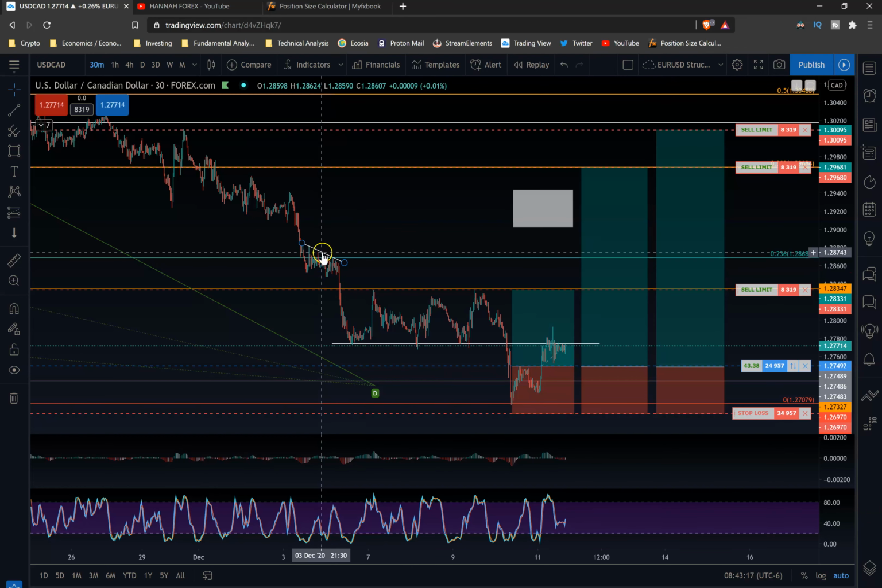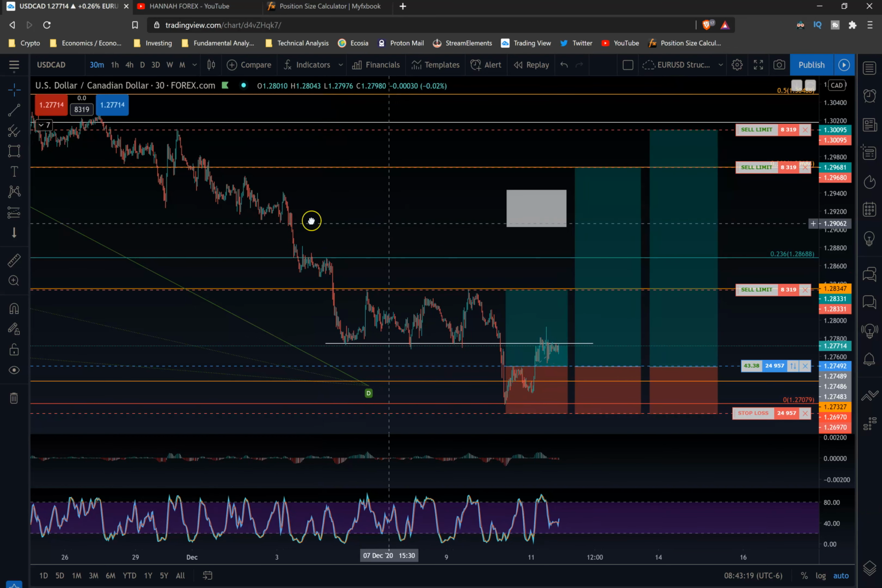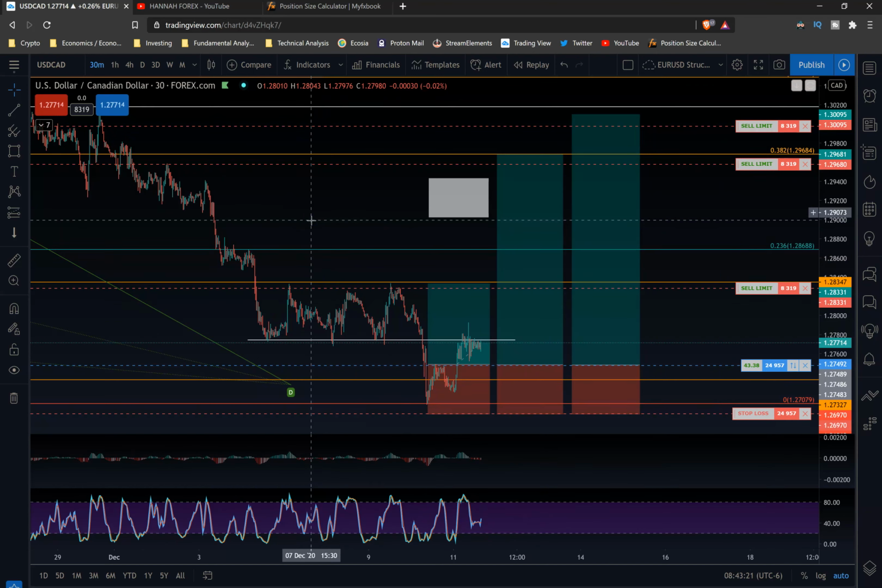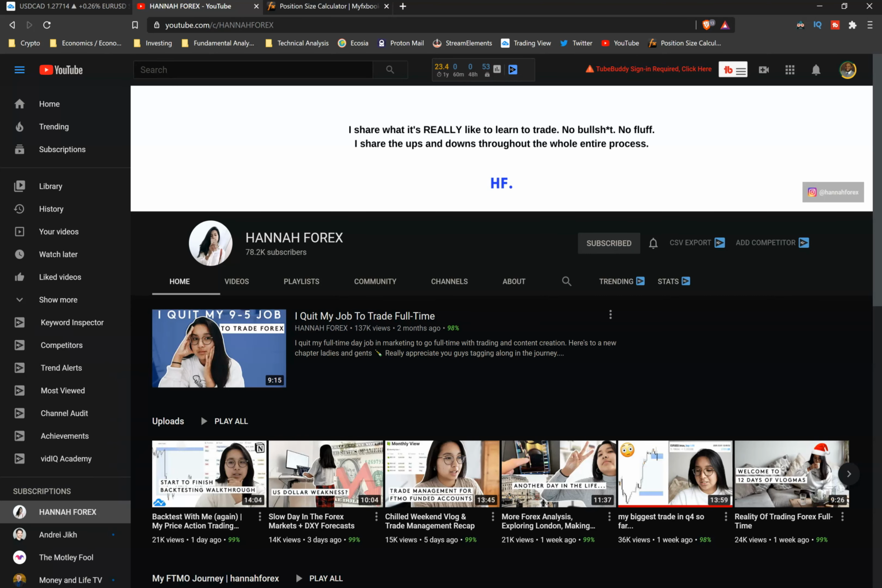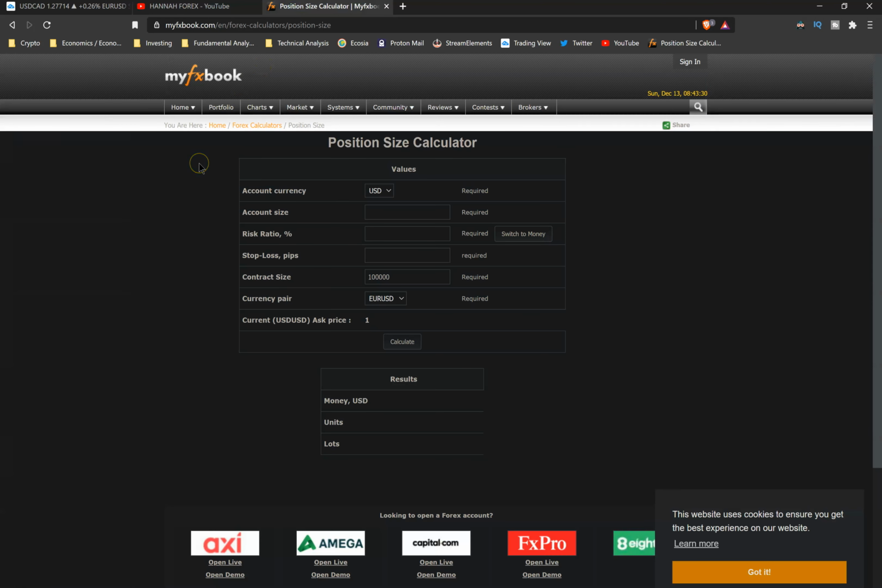I'm using those types of measure moves and geometric patterns, and I'm trying to implement them more and more into my trading strategy. As far as my trades, I want to give a shout out to Hannah Forex because she put me on to this position size calculator, and I like it.